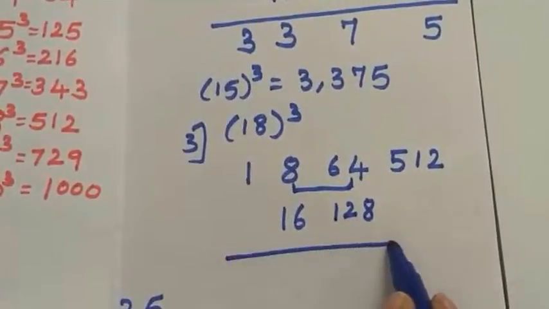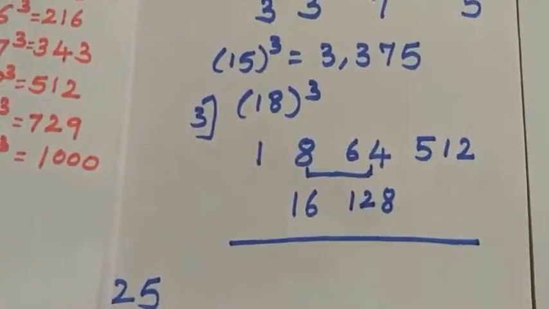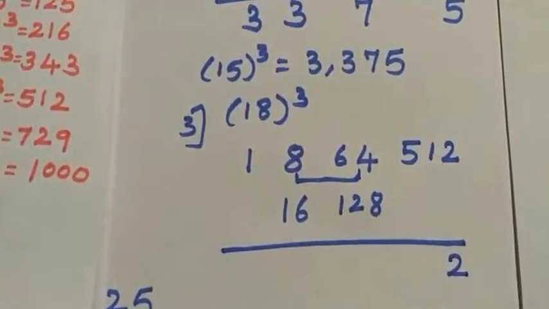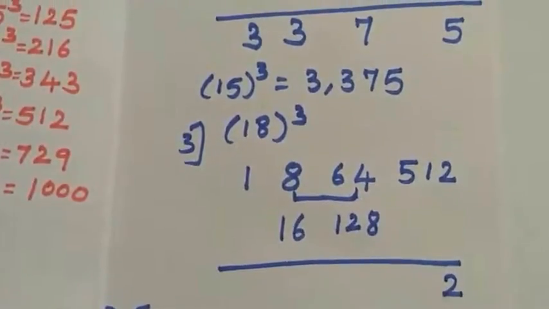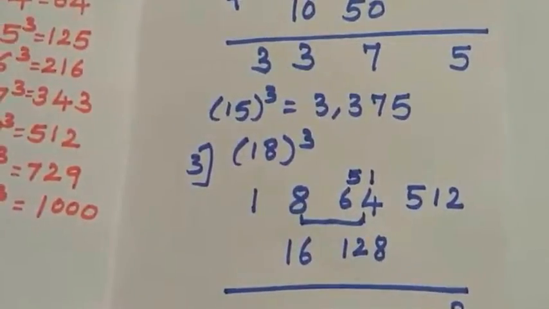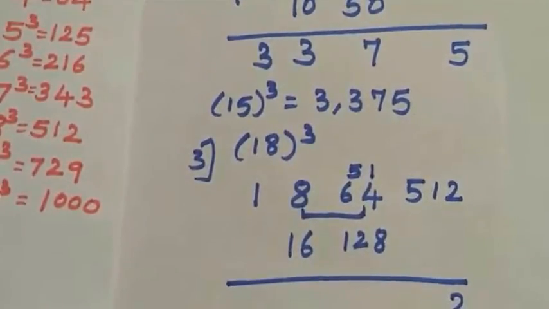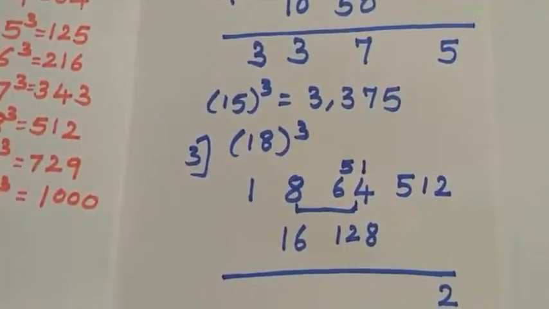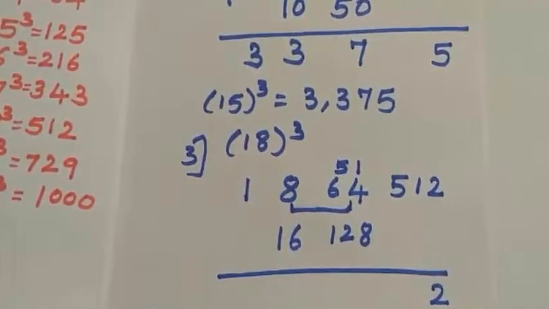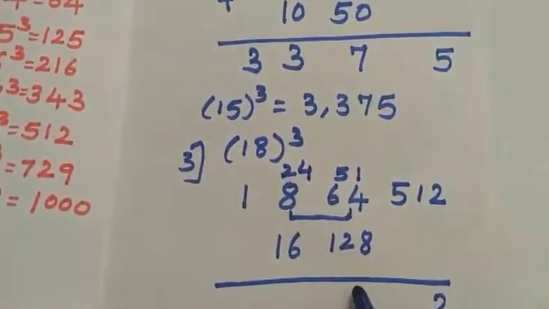So now we are going to add this. The same thing we are going to do over here now. The unit place 2, I'm going to write over here as it is. Now 10 place is your 51. So 51 I'm going to carry forward to the next step. Now add it. 51 plus 64 plus 128 will be how much? 243. So 24 I'm going to keep over here. I'm going to write 3 over here.